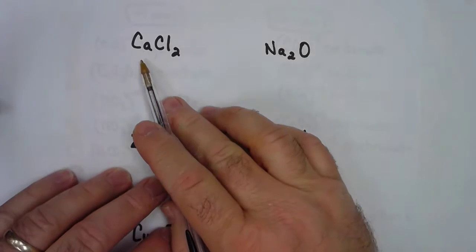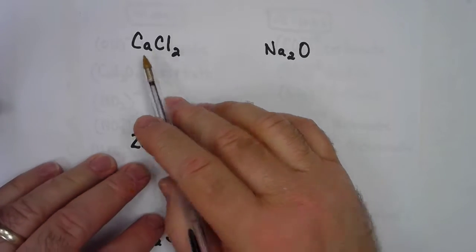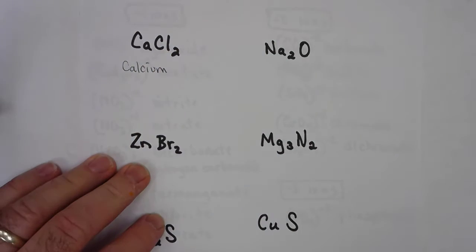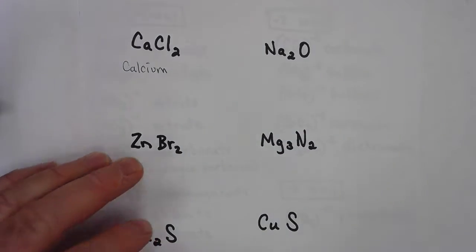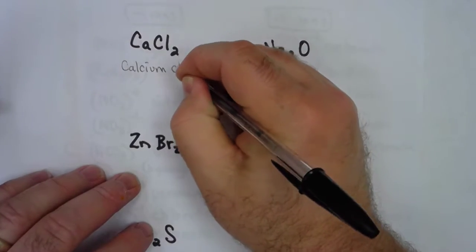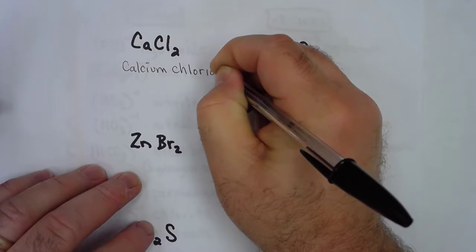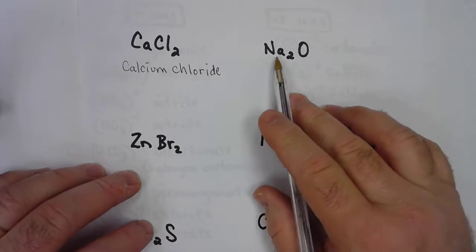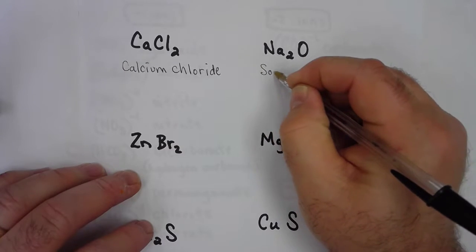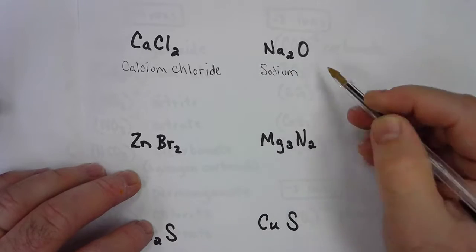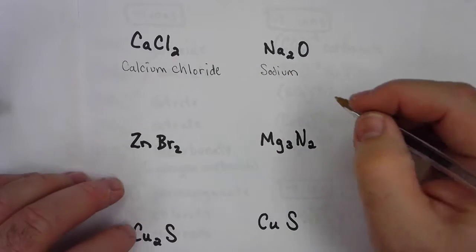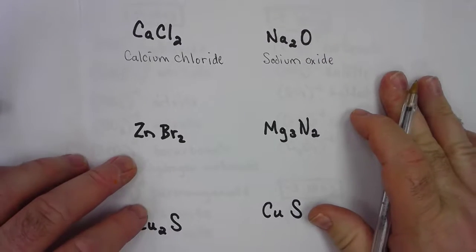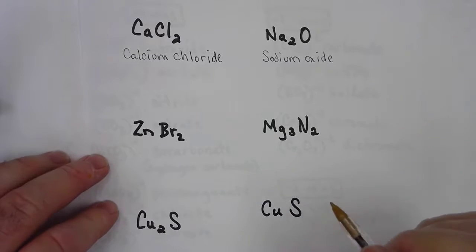So here's one. It's CaCl2. Ca, of course, is calcium. And the Cl2, that's just a chlorine ion, so we will call it chloride. Calcium chloride, all there is to it. Na2O, Na of course would be the sodium ion. And O is oxygen, but as an anion it would be oxide, sodium oxide. Very straightforward, nothing too shocking here.